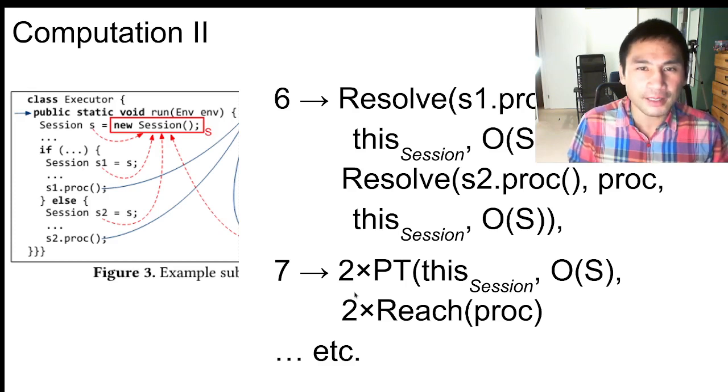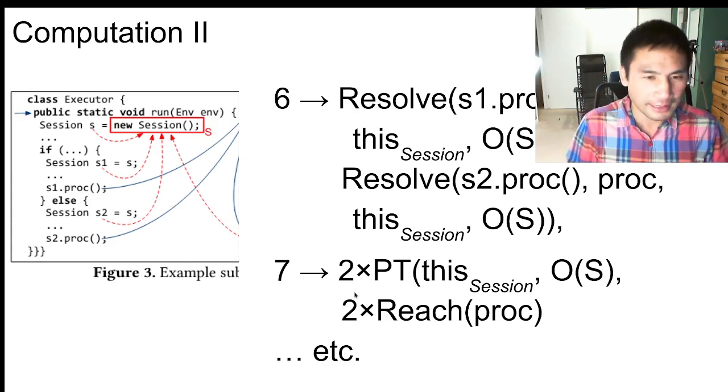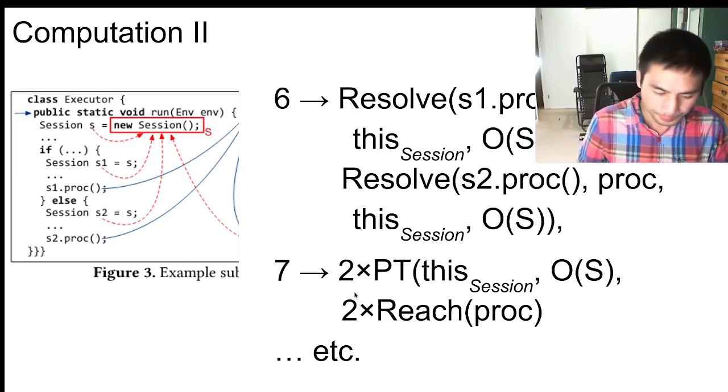And this is actually vital to the incremental analysis working. So what we have is the resolve on s1, and then the resolve on s2, and they both give rise to the relation PT, this session O of s, and reach proc, right? So that's key. There's more in the paper, but it turns out it doesn't matter. This is all we need to show what we're doing here.